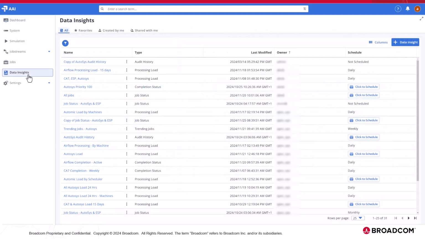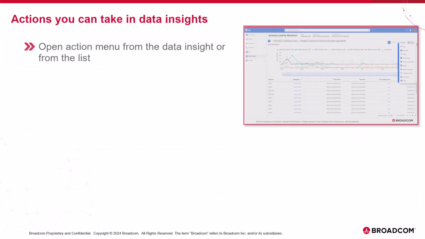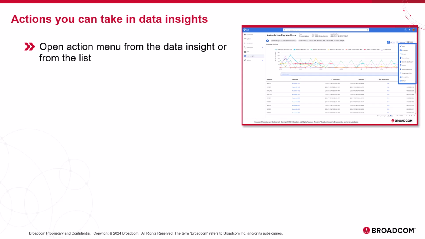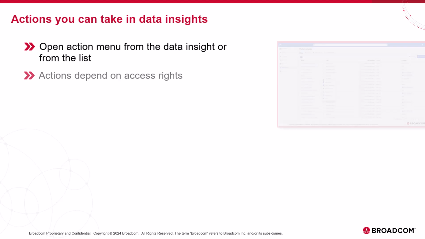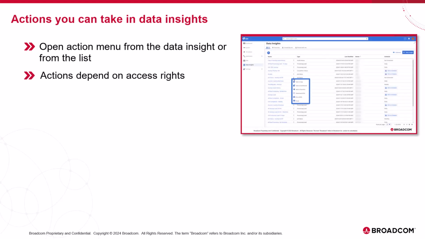Now that you've seen what data insights are and what actions you can take, let's see how an automation administrator uses data insights, but let's review what we've learned first. You can open the Action menu from the data insight you are working on or from the Data Insights list. The actions you can take depend on access rights to the data insight.